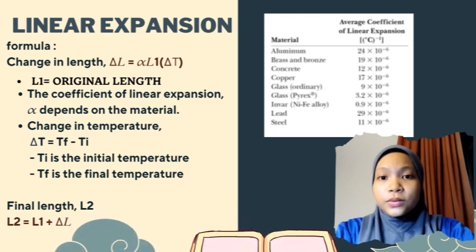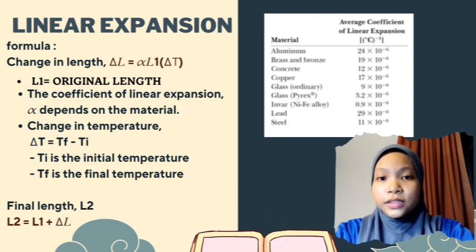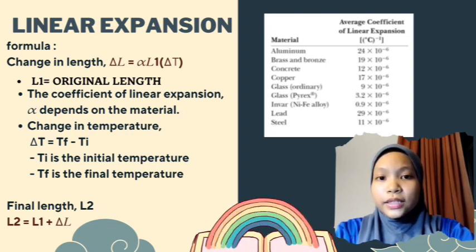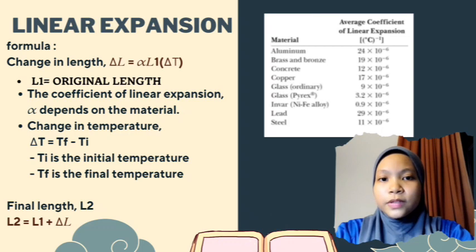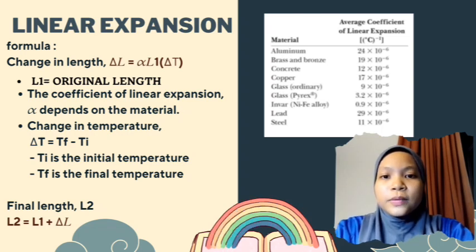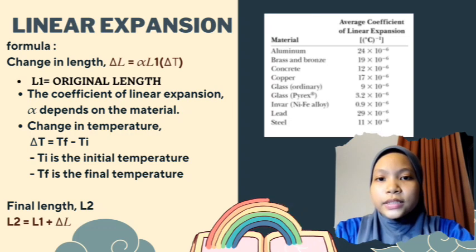The formula to use for linear expansion is change in length equals alpha multiplied by L0 multiplied by change in temperature. The coefficient of linear expansion alpha depends on the material. Look at the other side. This is an example of alpha, the average coefficient of linear expansion. Change in temperature equals Tf minus Ti, where Ti is the initial temperature and Tf is the final temperature.